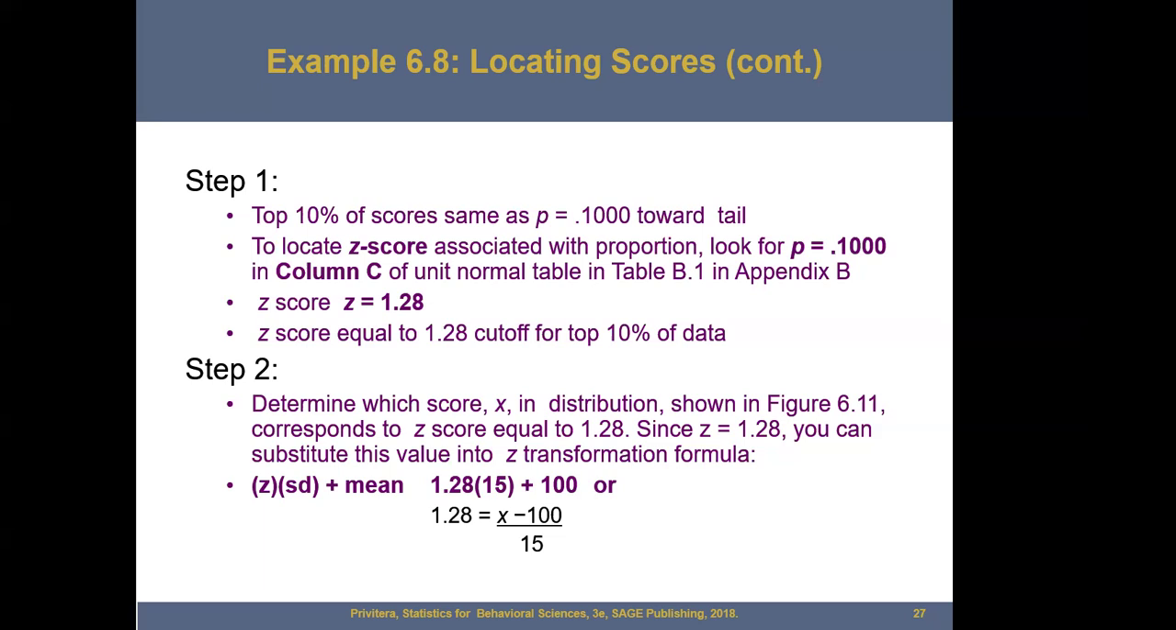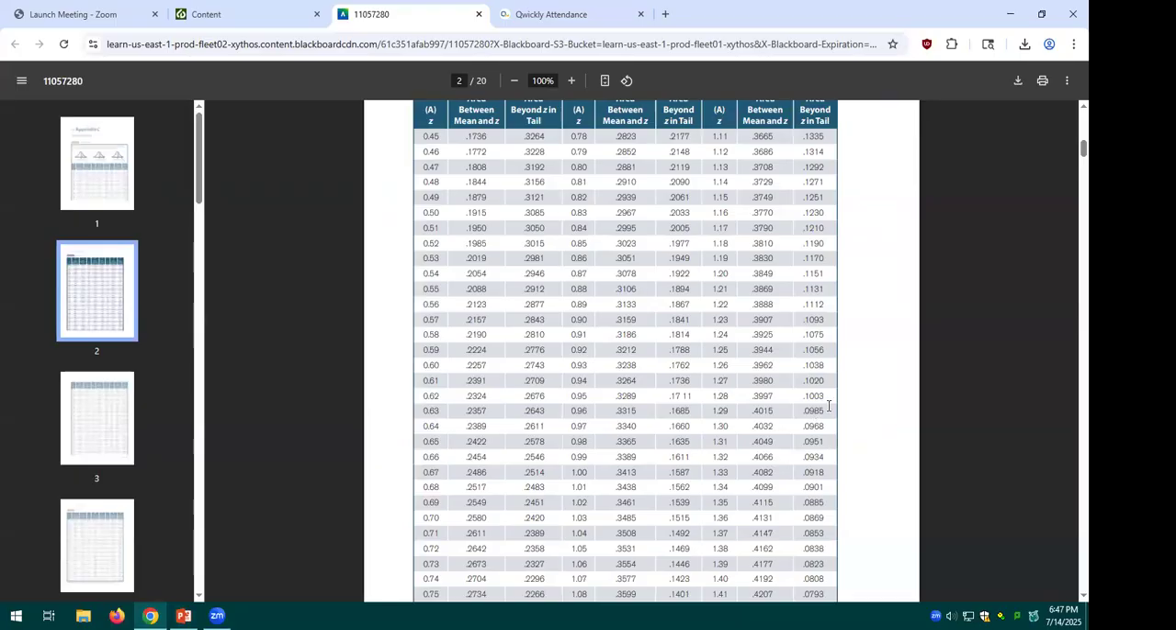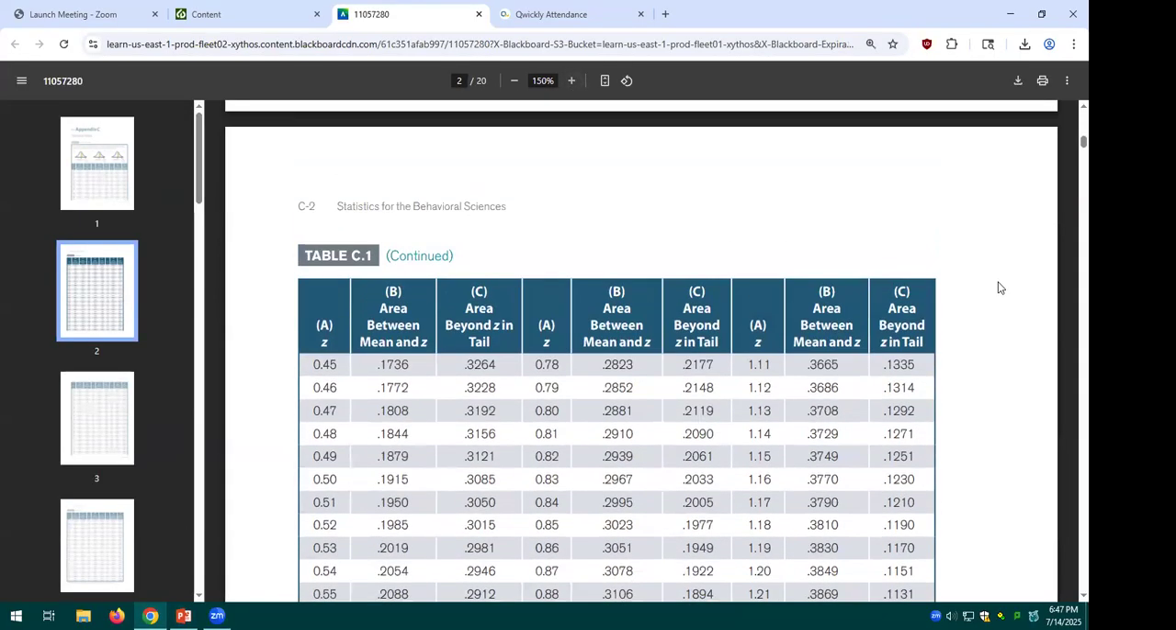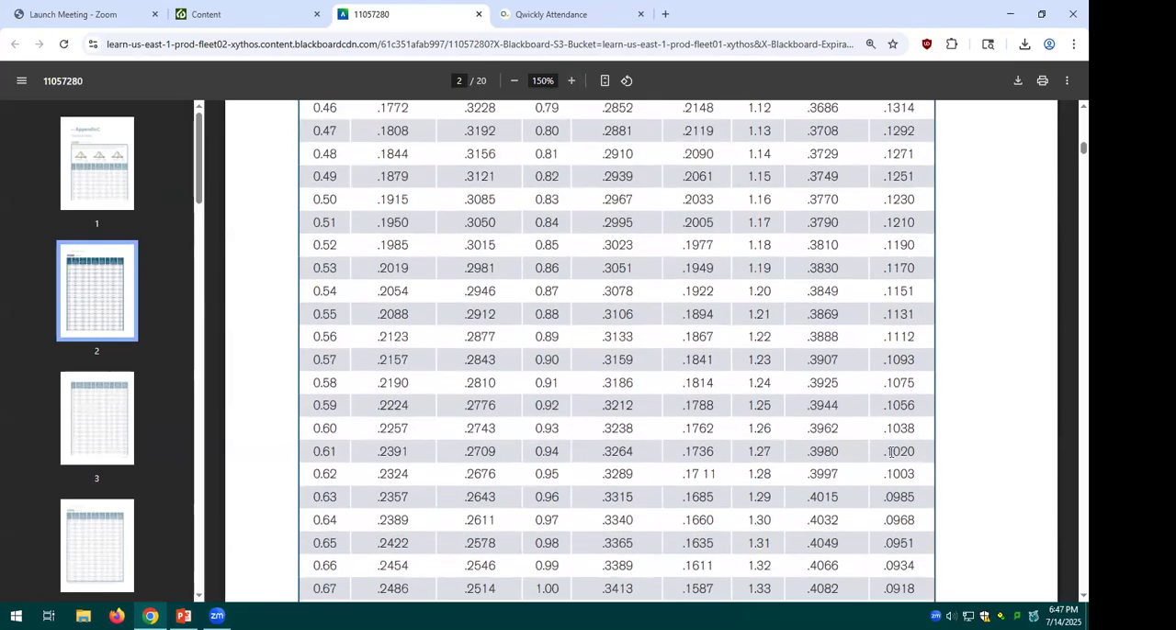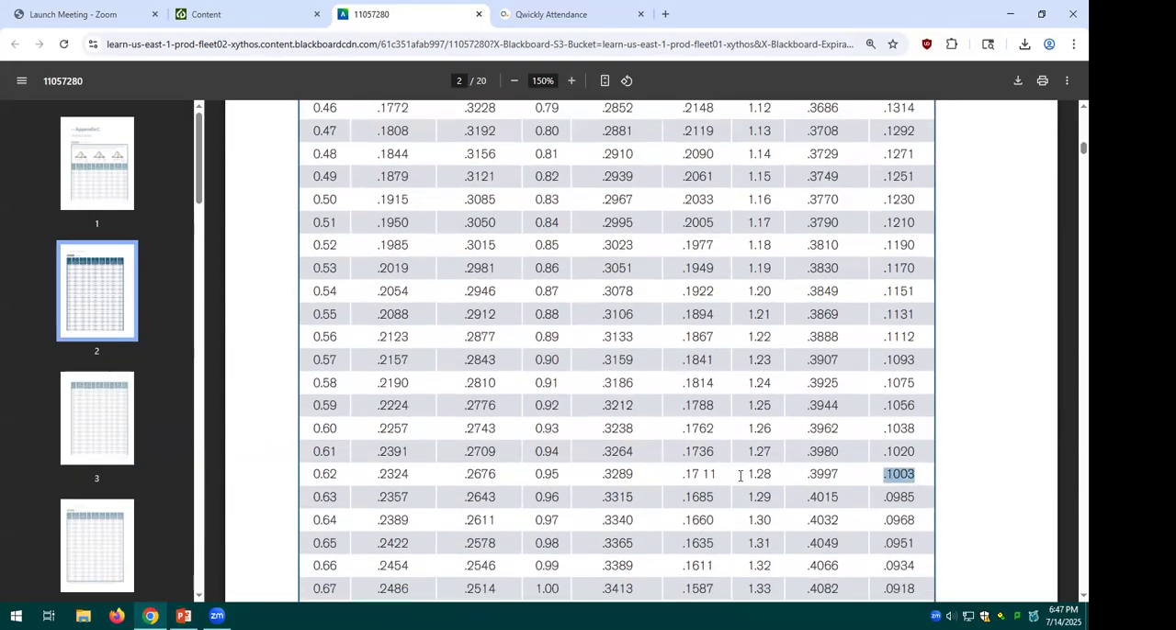Is everybody with me so far? Did not just pull that number out of the air. That doesn't make sense. Read your face. Perfect. Thank you for doing that. Okay. This right here, this is our Z table. This is column C. This number right here, which is the area beyond the Z and the tail, we went over and we got 1.28, which is in column A. That's our Z score. That's where that came from.